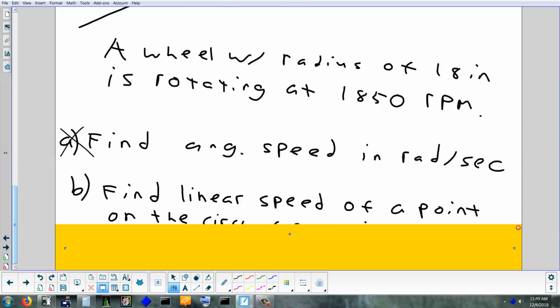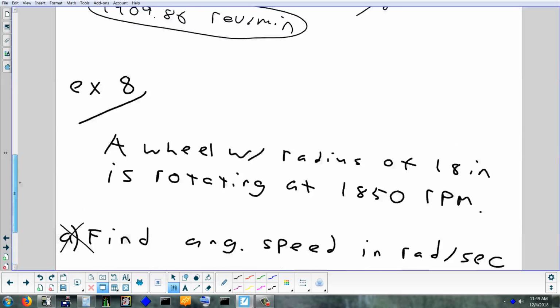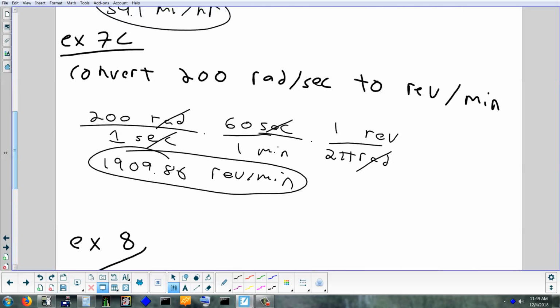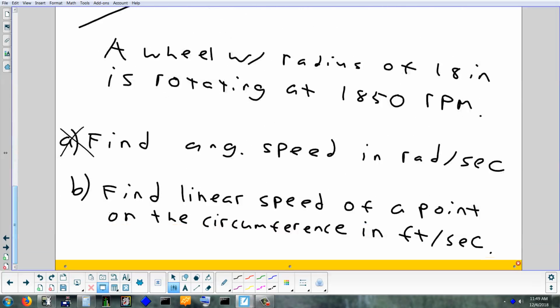I'm not going to worry about part A. Part A is doing what we've already done. Convert revolutions per minute to radians per second. We basically just did that. We went from radians per second to revolutions per minute. So that's just the reverse. But part B is the part that's different. Find the linear speed of a point on the circumference of our wheel. I had to say on the circumference because every single point on the wheel is a different linear speed. I want to know the point right on the edge.